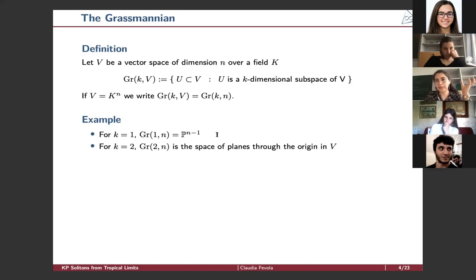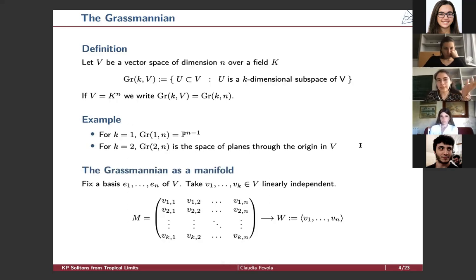The Grassmannian was born with the idea of generalizing the construction of the projective space. In particular, for k equal 1, the first example is just the projective space of dimension n minus 1. And then for k equal 2, for example, we have all the lines, all the two-dimensional subspaces passing through the origin.